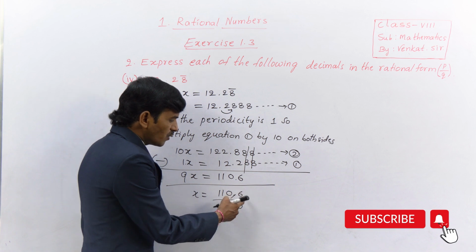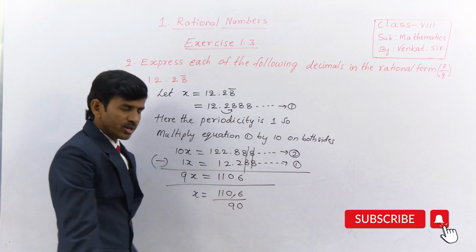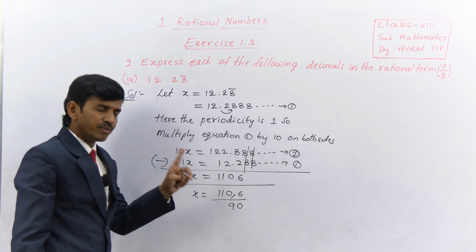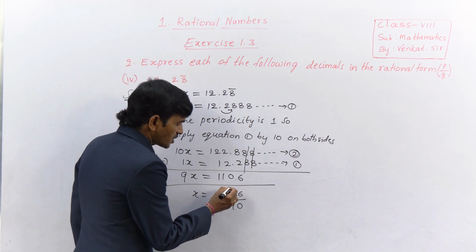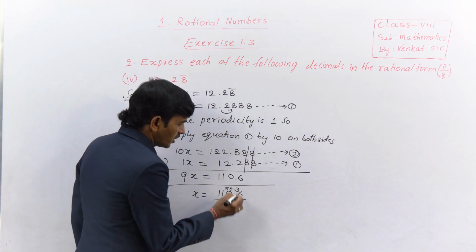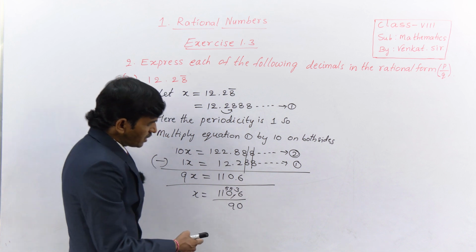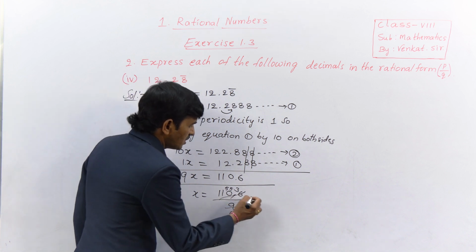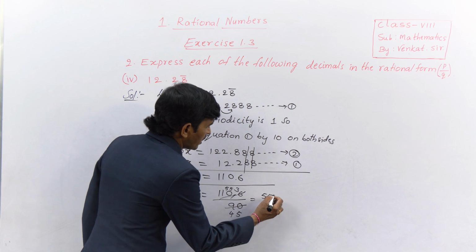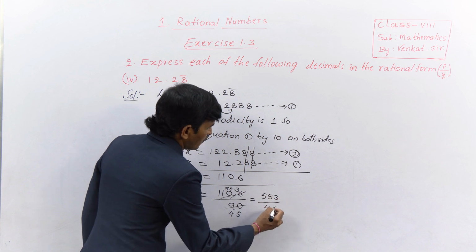So as in the ones place, there is a 6 and 0. Both are even, so we can divide by 2. So 2 5s are 10. Next 2 5s are 10. 2 3s are 6. Right? Next 2 4s are 8. 2 5s are 10. As this gets cancelled, 553 by 45.